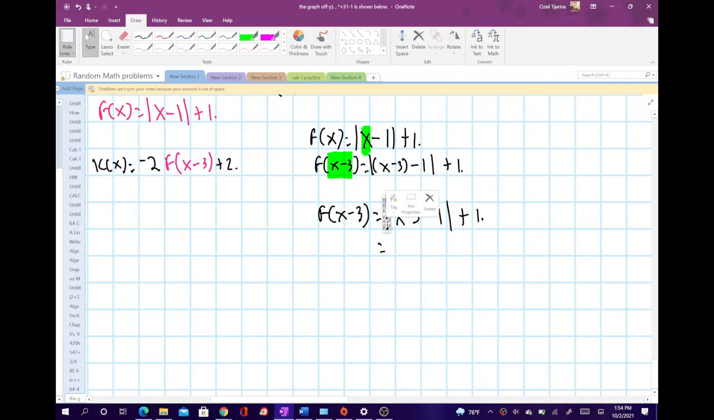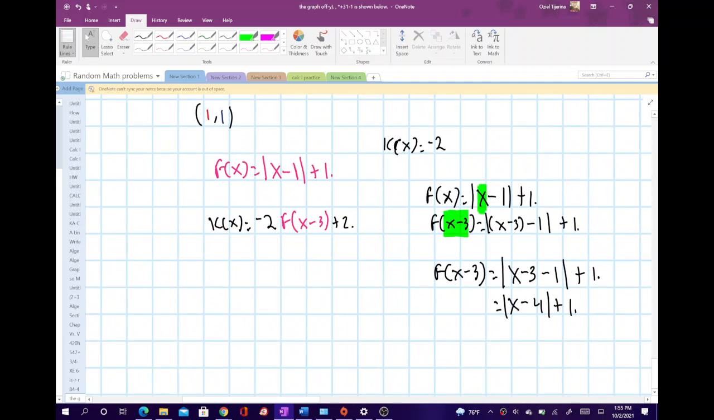Remember that the absolute value, there's a reason why it is enclosed. You're not going to add these two because this is inside the absolute value. You're not going to combine these two because you can't do that. You're going to say x minus 3 minus, so it's going to be x minus 4 really, because -3 minus 1 is -4, and then plus 1.